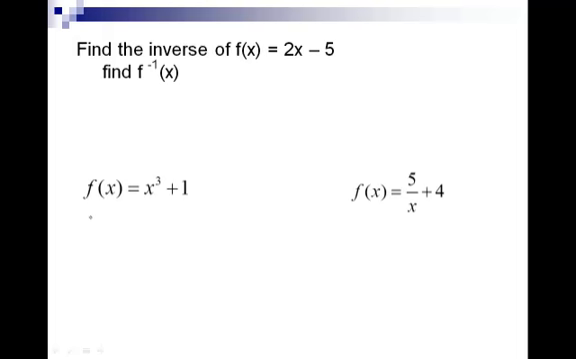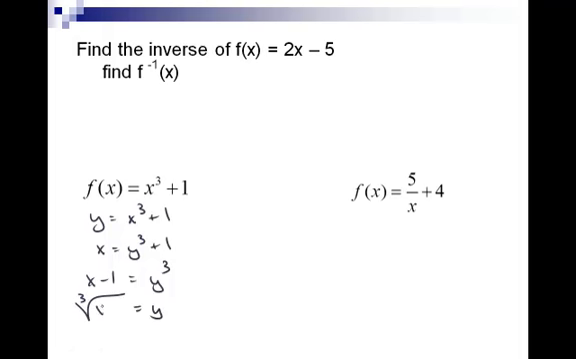Okay, so let's try this one first. y equals x cubed plus 1. So switching x and y, subtract 1, and take the cube root. So my f inverse is the cube root of x minus 1.